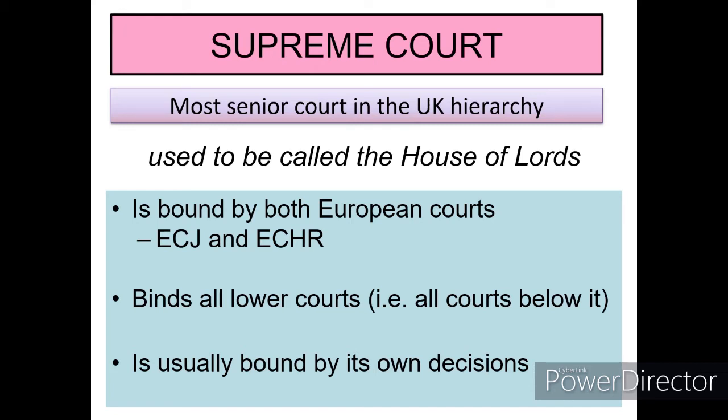So how does judicial precedent work in the Supreme Court? Well, the Supreme Court is bound by both European courts. So it has to follow the decisions made in the European Court of Justice and the European Court of Human Rights. The Supreme Court also creates precedent for all courts below it. So the Court of Appeal has to follow decisions made by the Supreme Court. And the Supreme Court is usually bound to follow its own decisions. But it's this aspect I want to go into a little bit more detail.